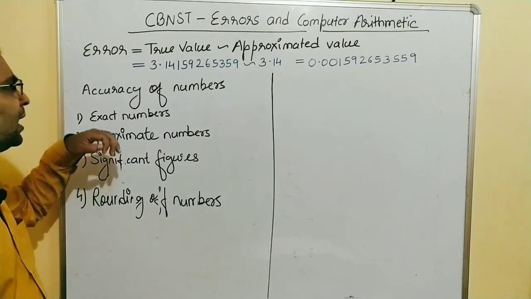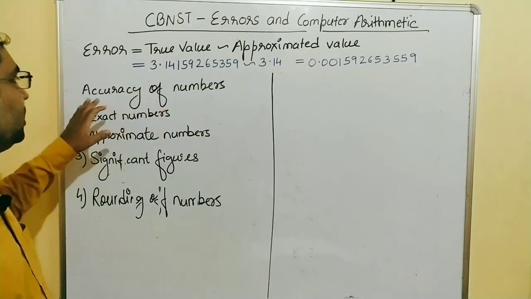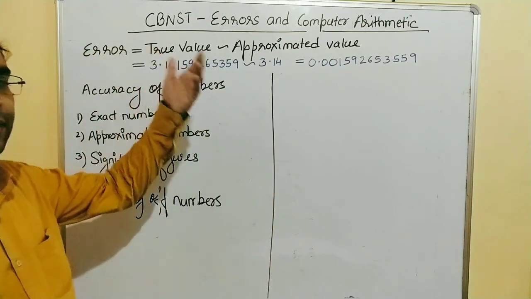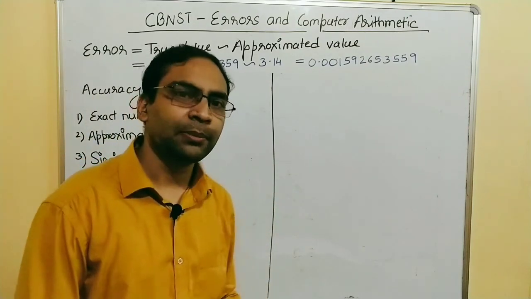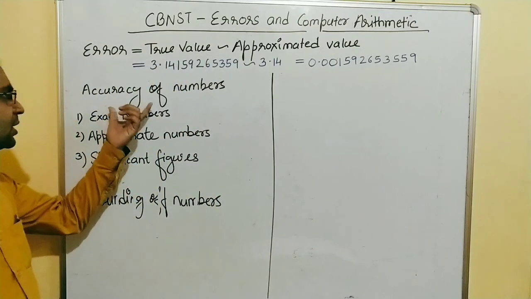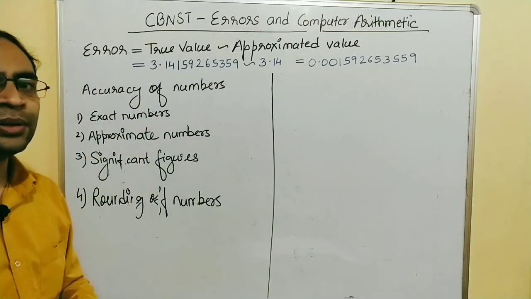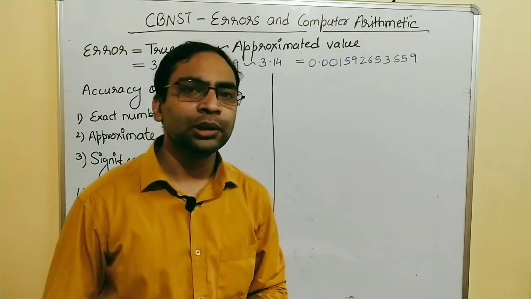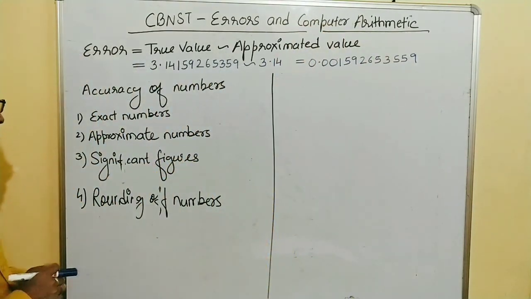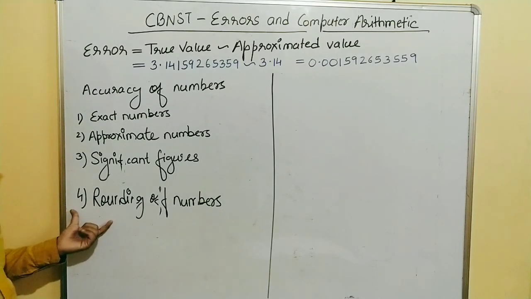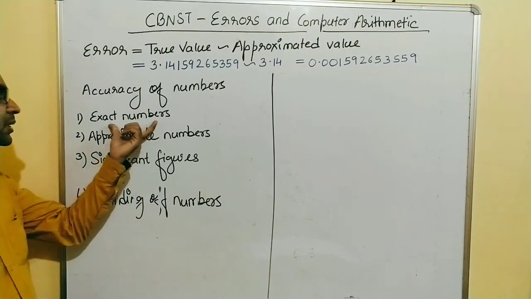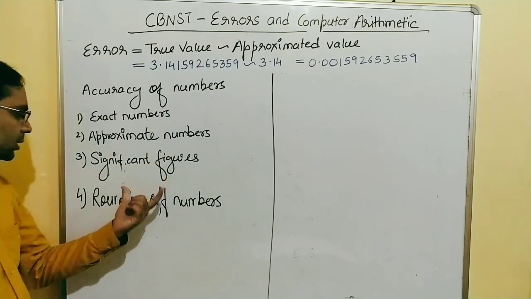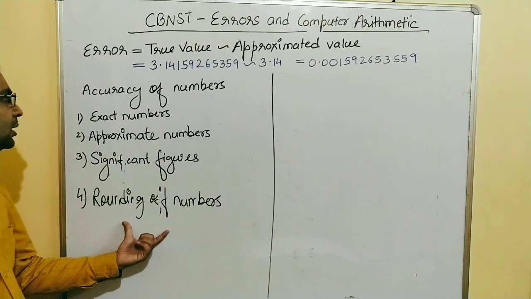Now let's talk about the accuracy of numbers. We will see what error is in detail with more examples in upcoming lectures. Accuracy of numbers belongs to computer arithmetic. We need to study four things in terms of accuracy of numbers: exact numbers, approximate numbers, significant figures, and rounding of numbers.